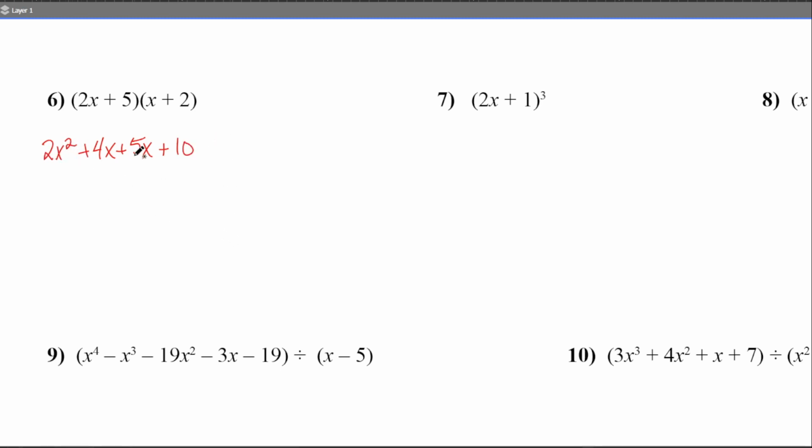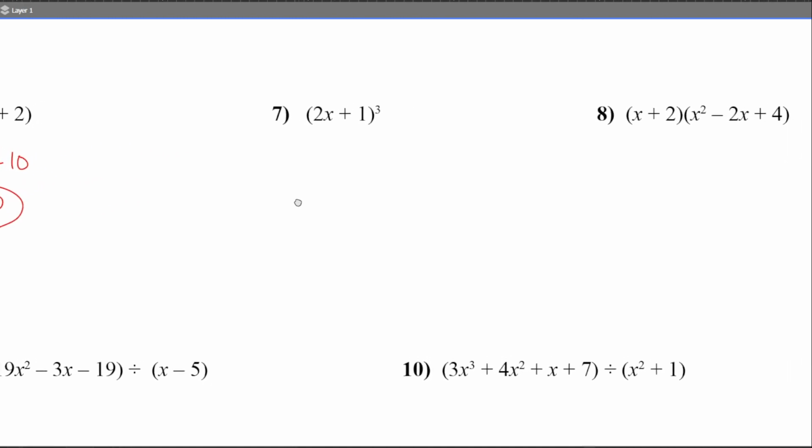There's no x squareds here, so I can't add that to anything, so I just drop it down. I'm done with it. I like to mark them off. You don't have to do that, but I like to do that. Now you do have two x's though. You got a 4x and a 5x. They're both positive, so that's 4 plus 5 is 9, so it's a 9x. Done with those. And the only thing you have left is a plus 10. That's your answer.